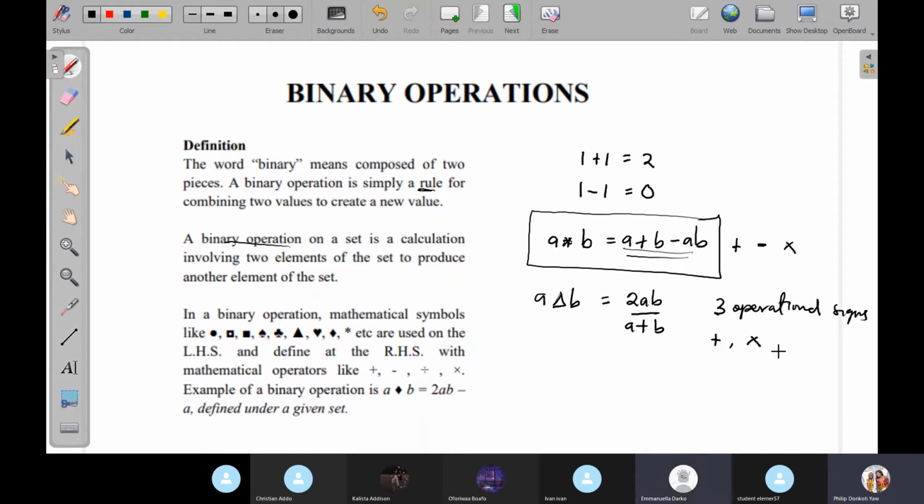Multiplication sign, as well as the division sign. So these are the operational signs that define the binary operation triangle. Binary operation is so simple because in most of our calculation activities, you realize that we come along with different operational signs coming together to give you another expression.